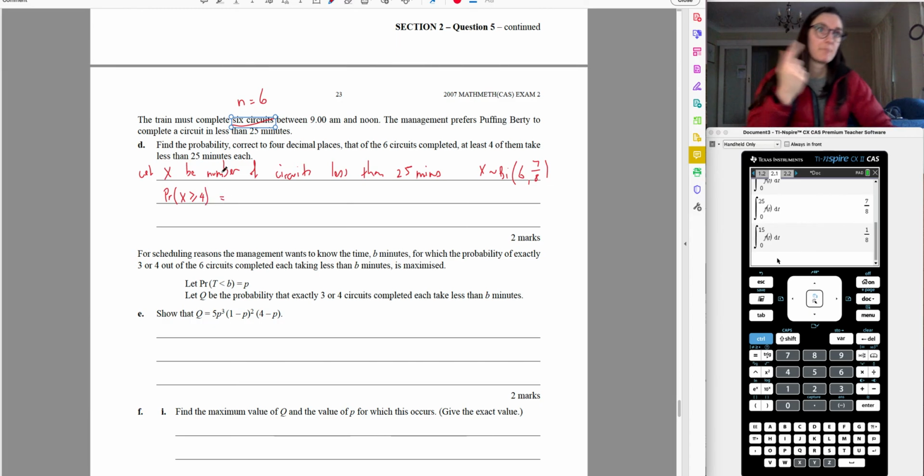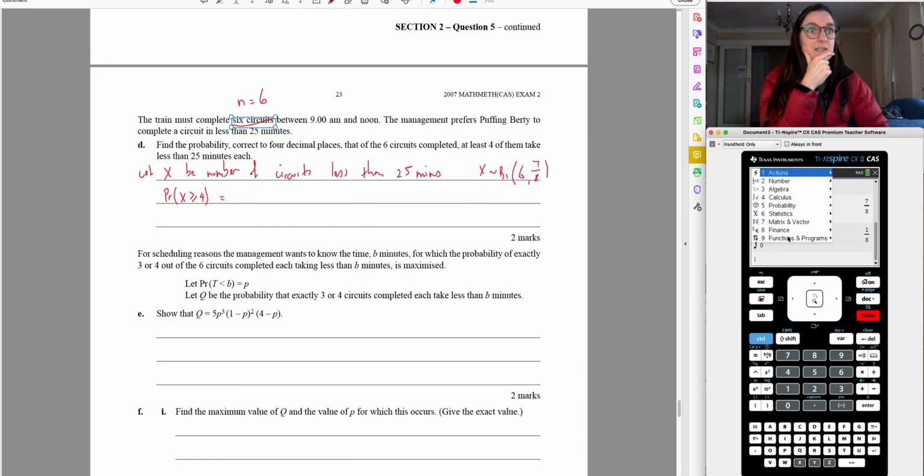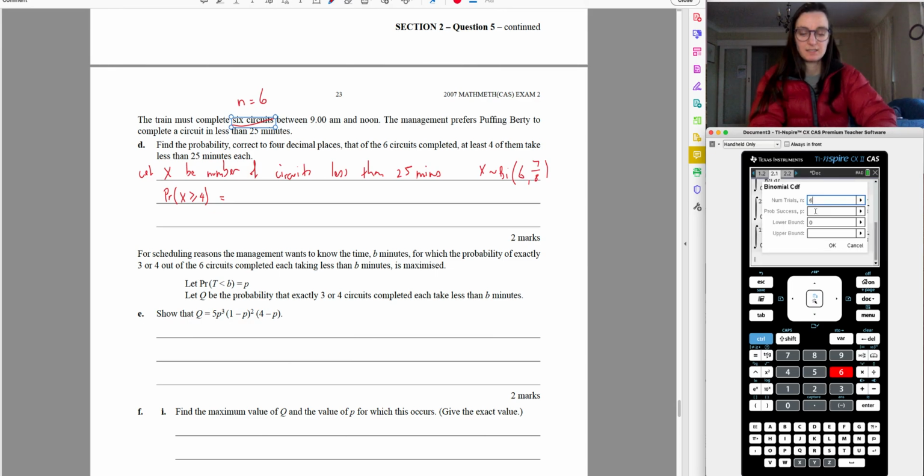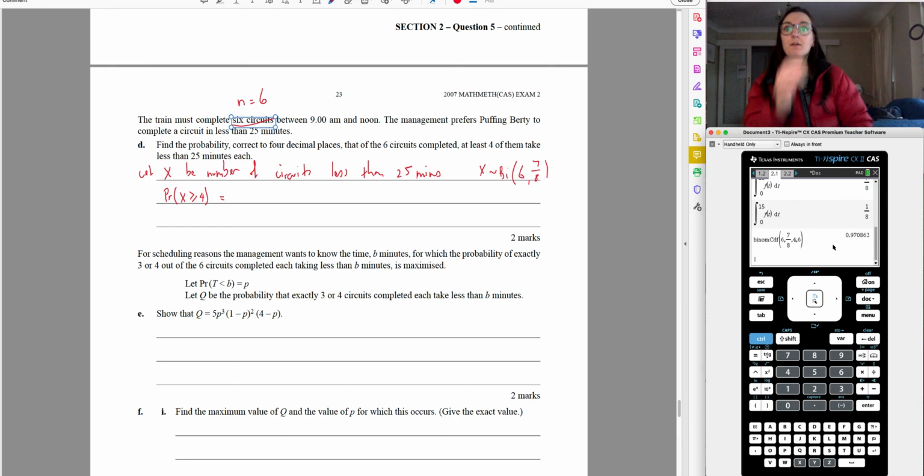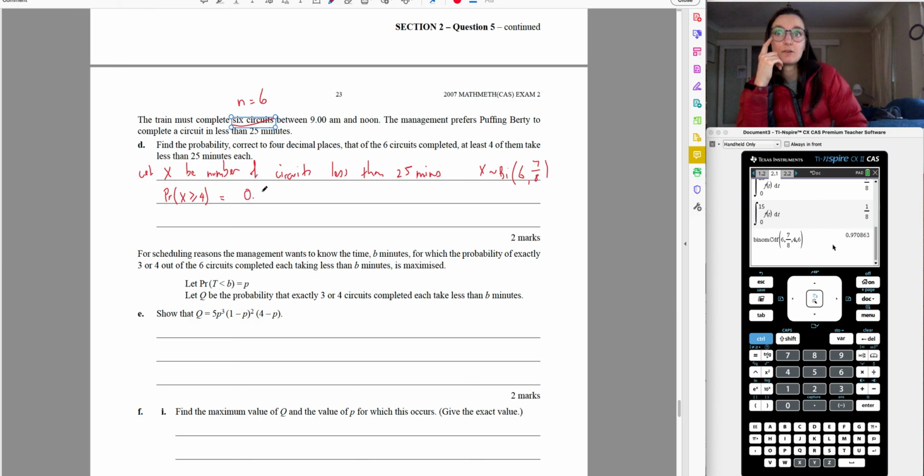So I'm going to use my binomial CDF on my CAS. Probability, distributions, binomial CDF. Number of trials is 6. Probability of success is 7 on 8. That's totally fine for you to put little fractions in there. The lower bound is 4 and the upper bound is 6. Okay, there we go. And find the probability corrected to 4 decimal places. So 0.9709. There we go.